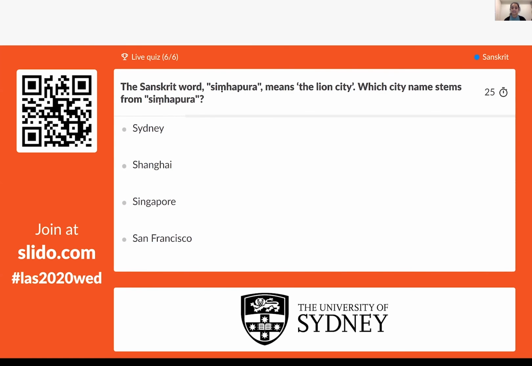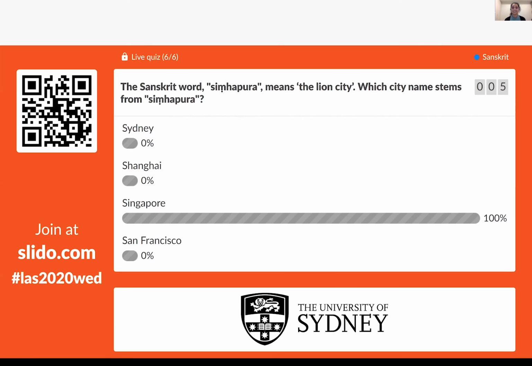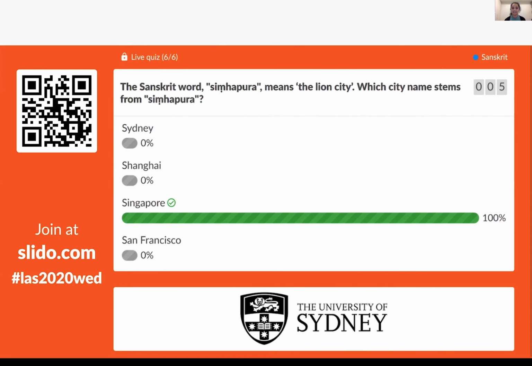The Sanskrit word Simapura means the Lion City. Which city name stems from Simapura? Sydney, Shanghai, Singapore, or San Francisco? Yep, Singapore. That was quick. Yeah, I think legend says that there was a prince who was hunting on land who saw a lion and thus named it the Lion City.